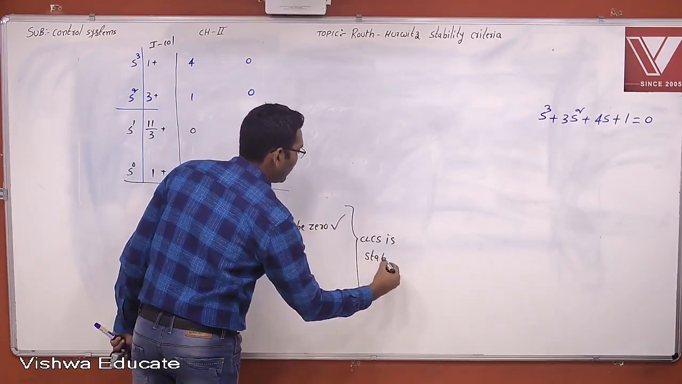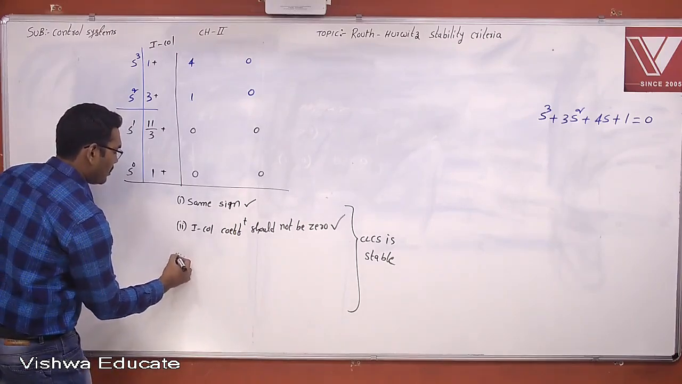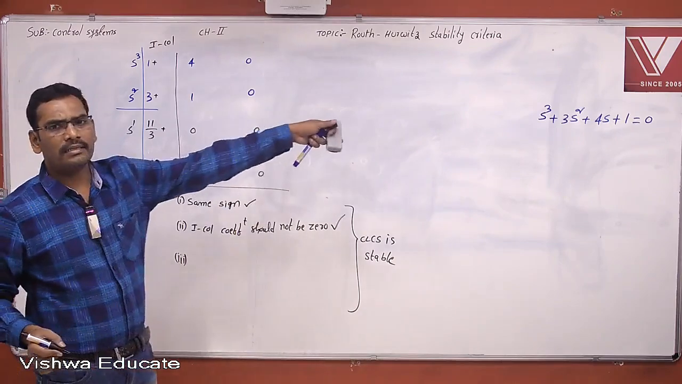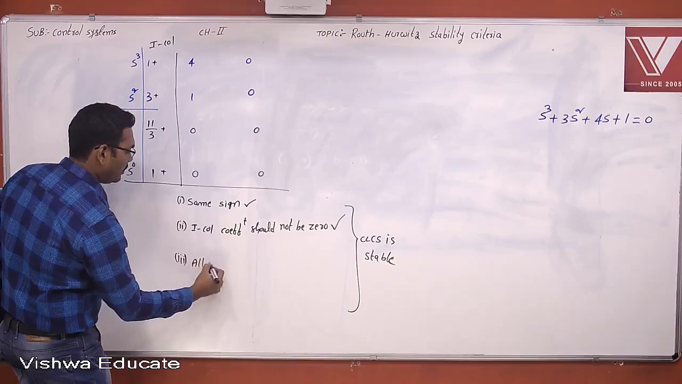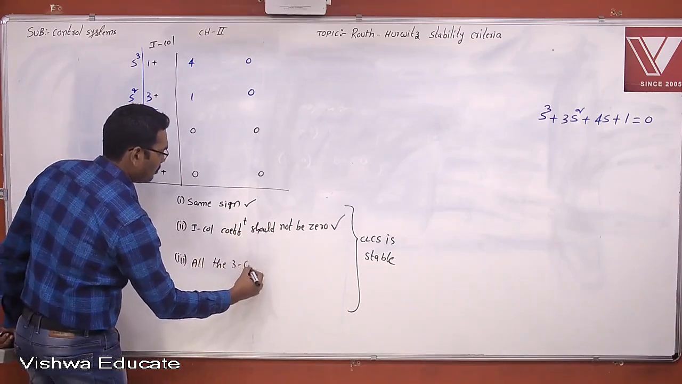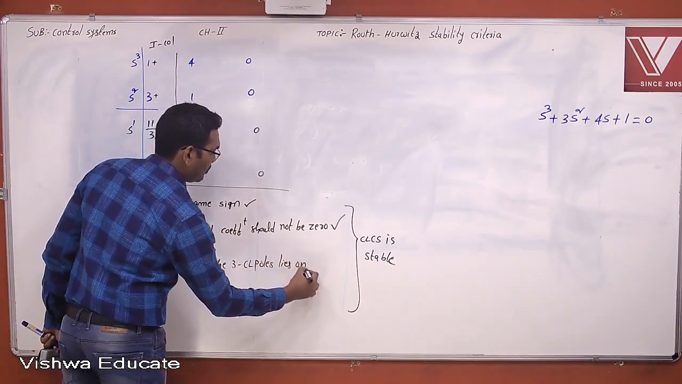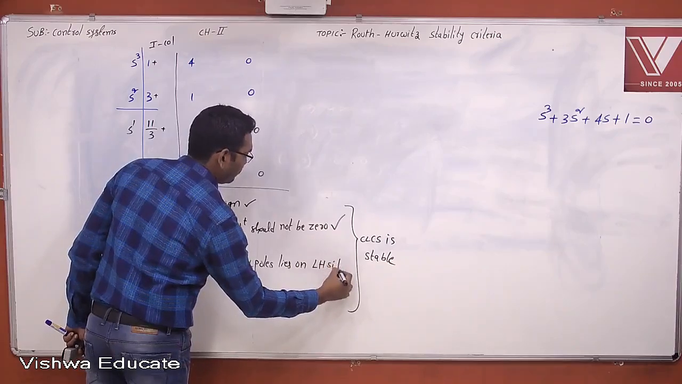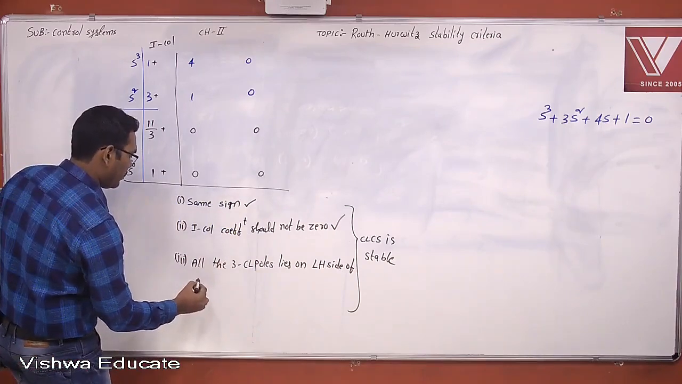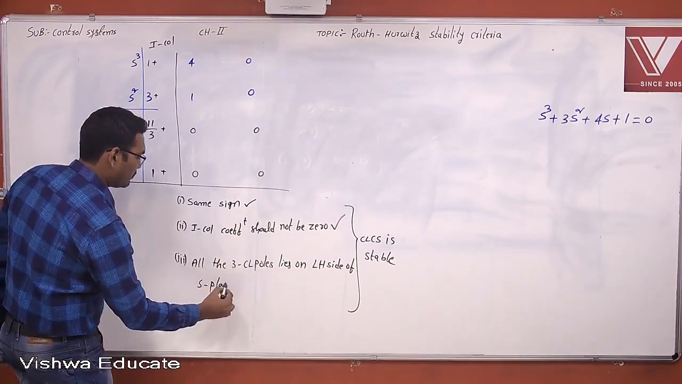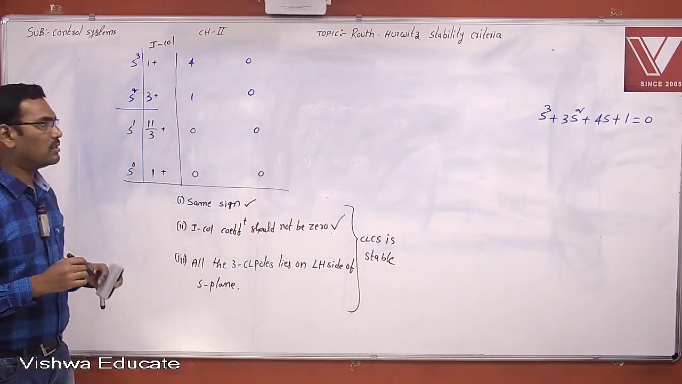If the closed loop control system is stable, and another third point, what is the order? Order is here 3, so this is a third order system. The system is stable. Therefore, all the three closed loop poles lie on the left hand side of the s plane. All the three closed loop poles lie on the left hand side of the s plane. This is the closed loop control system stability.